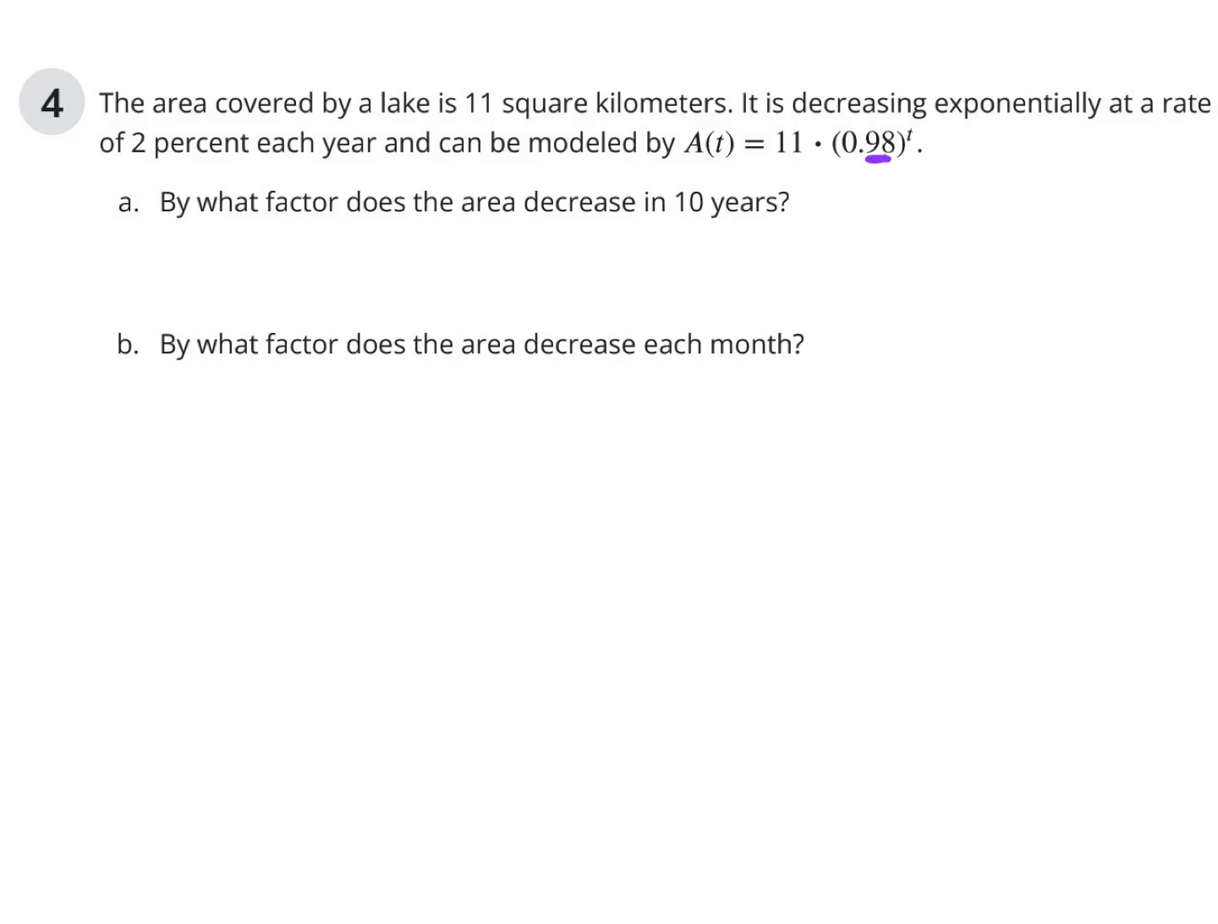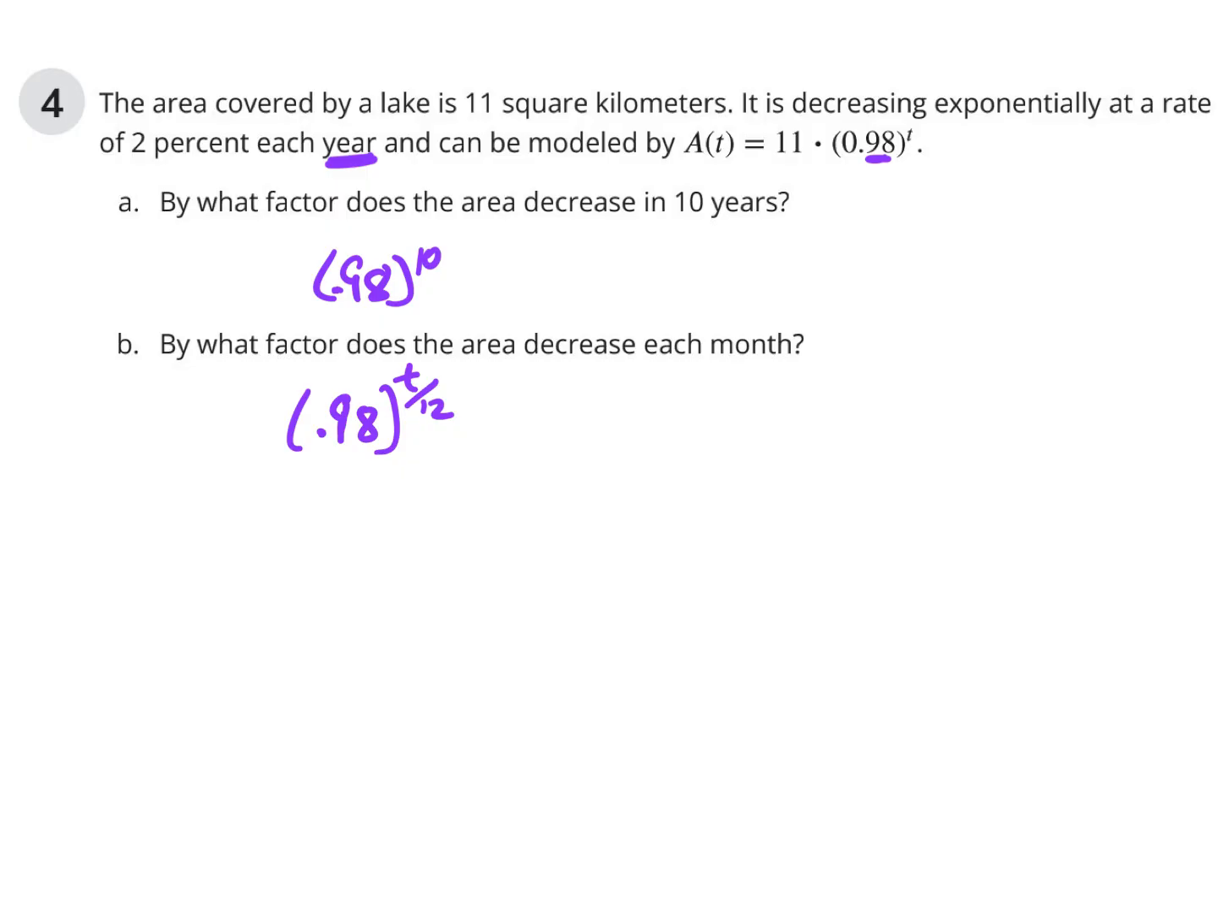What does T stand for? T stands for each year. So all I got to do is put 0.98 to the 10th power. That's the factor. And by what factor does it increase each month? Each month. So I'm going to take 0.98. T stands for year. How many months in a year? 12. So if I divide T by 12, I can get the factor each month.